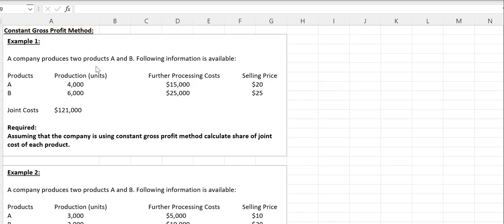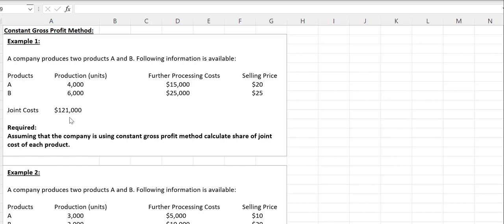A company produces two products A and B. Following information is available. There are two products and the production had been 4,000 and 6,000 units. Further processing cost, that is after they are jointly processed, they will be sent to different processes for further processing, and it will cost $15,000 and $25,000. And after being further processed, these products will be sold at $20 and $25.